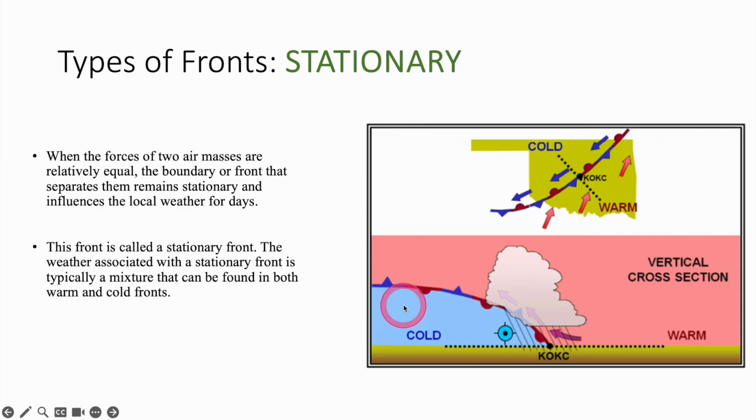Then stationary front. So this is going when two air masses have relatively equal force and neither one is strong enough to overtake the other one. So they collide and they kind of just linger for a prolonged period. So usually whatever weather is occurring along a stationary front is going to linger for a few days over that area. And you could get a mixture of weather patterns from either cold front or warm front. So precipitation, again, always potential for thunderstorms.